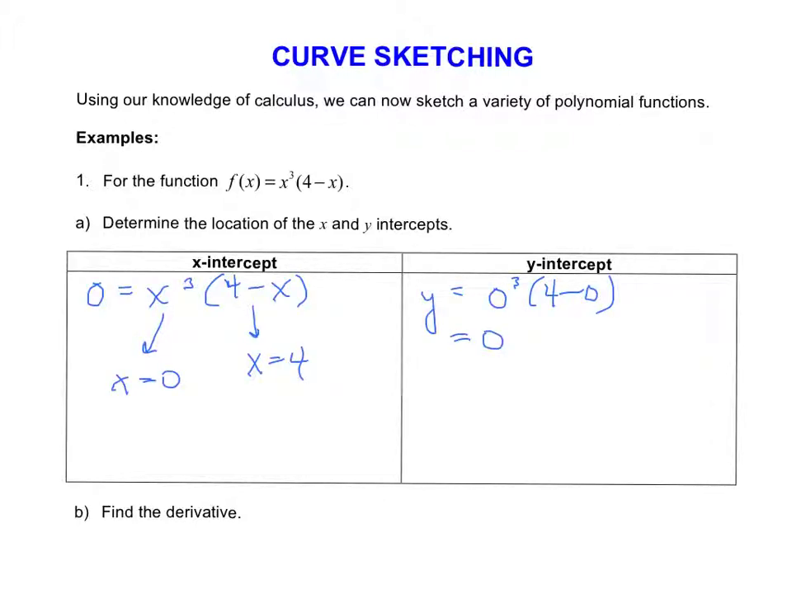So you'll notice for the x-intercept, I set y equal to 0, and then I set each individual part equal to 0, so I got x equals 0 and x equals 4. On the y-intercept, I set x equal to 0, and notice here that y comes out to be 0.